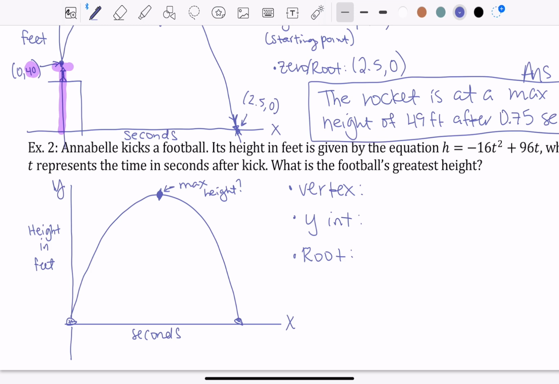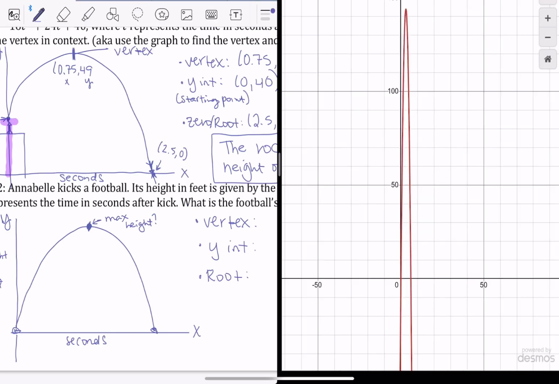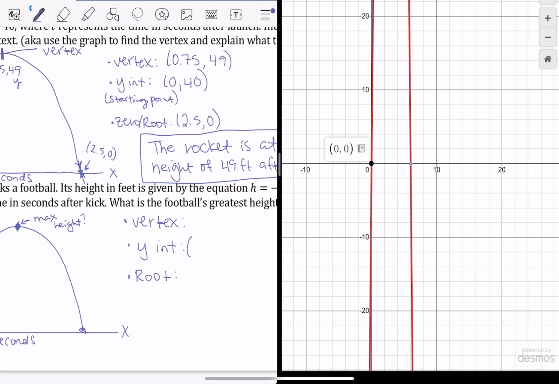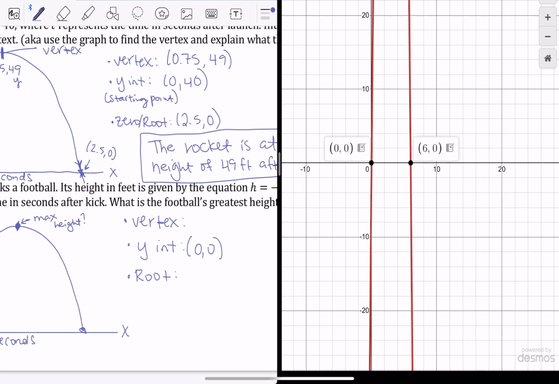Okay, I'm going to go ahead and split screen and graph this, and then I'll be right back. Here is our graph. I'm going to zoom in a little bit and show you. Here is our y-intercept at (0, 0), which we already assumed because we were starting at the ground. Here is the other root, and this is how long it took us to hit the ground again. So it's (6, 0), meaning it took 6 seconds for the football to hit the ground.